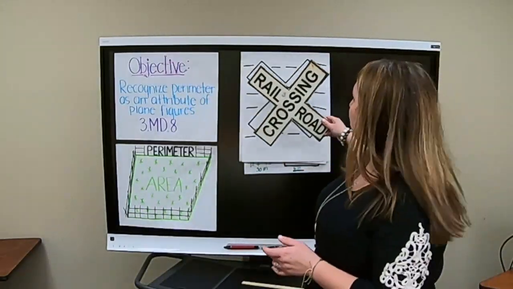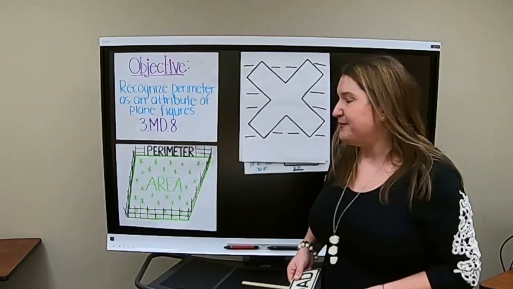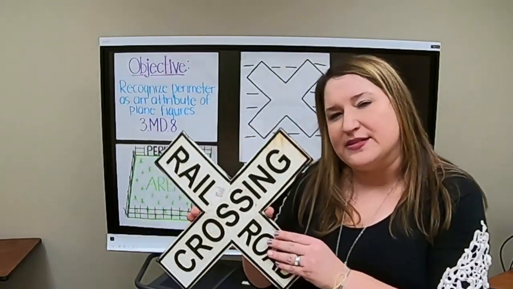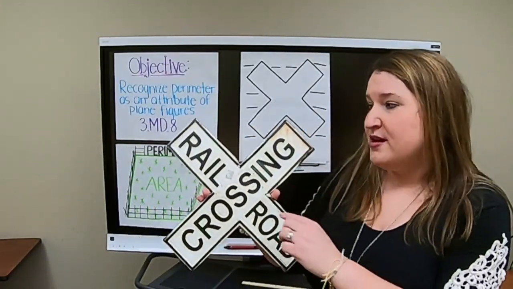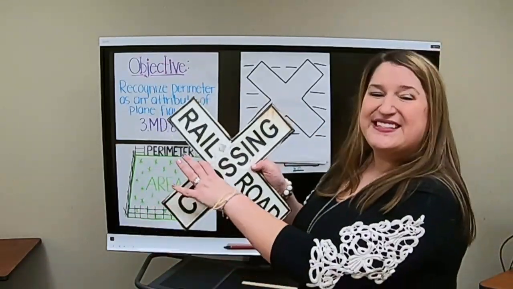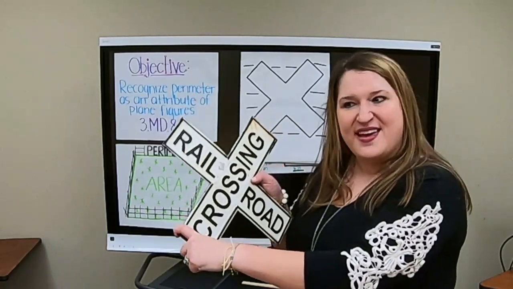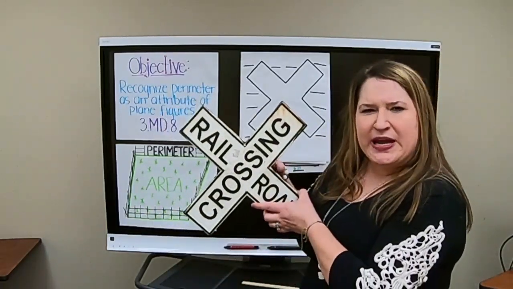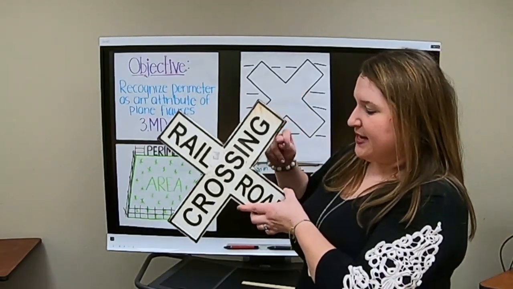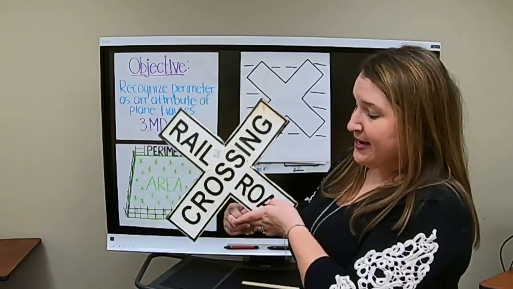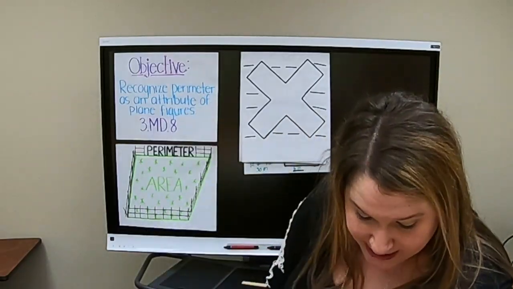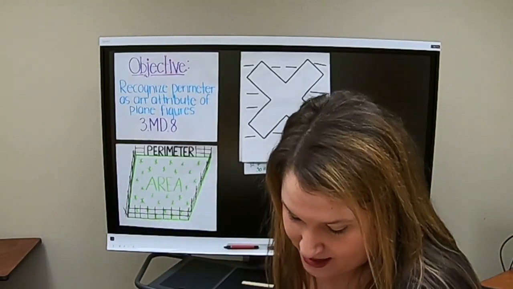So I took my railroad crossing, and of course, I traced it. So now look at these sides. There's a lot of sides. What can you tell me about the sides of this object? The ends are all the same, right? They're the same length. What about the sides? Are those all going to be the same? Yes. So let's count to see how many sides we have on this. 1, 2, 3, 4, 5, 6, 7, 8, 9, 10, 11, 12. This has 12 sides.